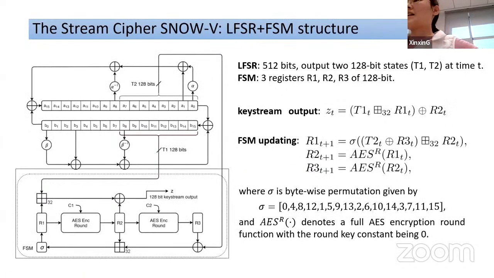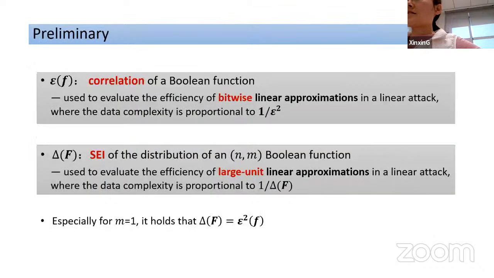SnowB is with LFSR and the FSM structure. The FSM consists of 3 registers. For the updating, operations like XOR, modular addition, S-box, and permutation are used. To measure the strength of bitwise and large unit approximations, the concepts of correlation and SEI are often used, especially for m equals 1. The SEI of f is equal to its squared correlation.